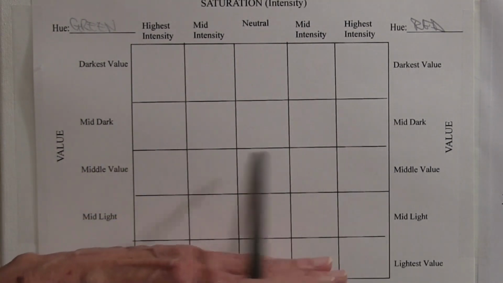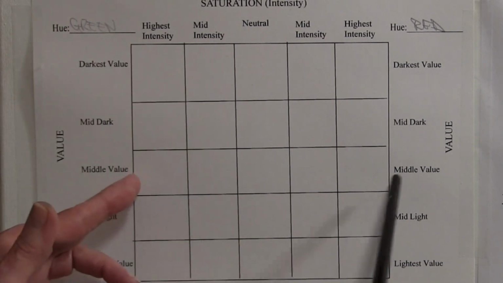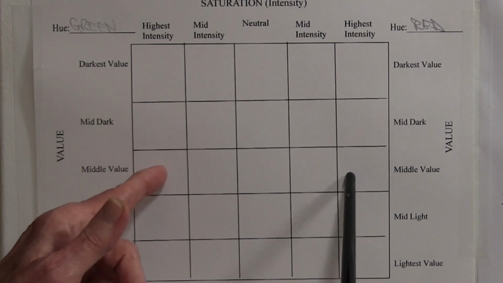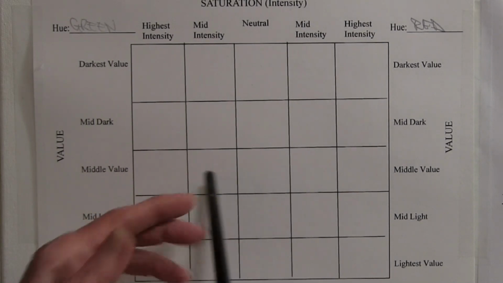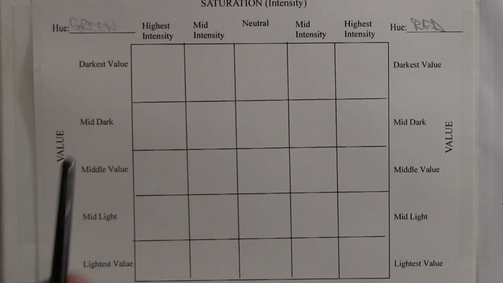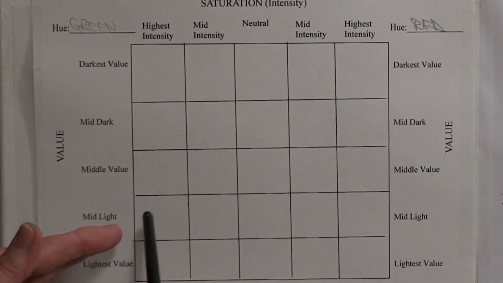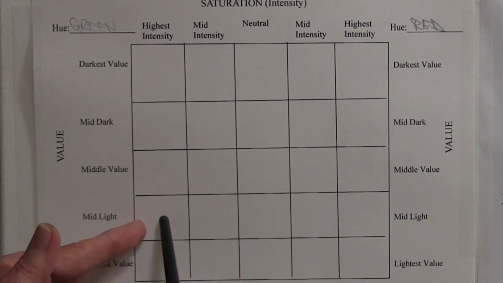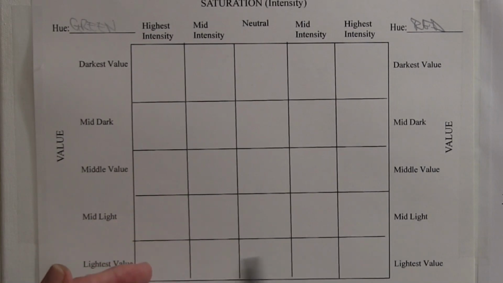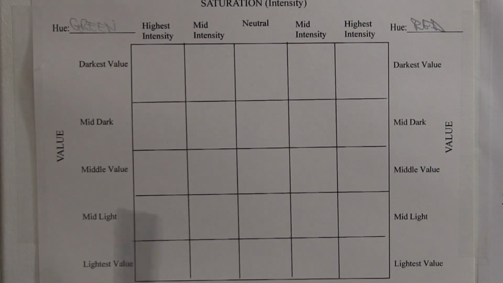As we go into the middle value, that's where we're probably going to see the highest intensity of both colors on either end. And we'll see them as they come towards the neutral, we'll keep those colors the same value. That's where you begin to learn how the intensity changes within that middle value range. And the similar thing is true in this row, which is the mid-light. And the lightest light is going to be a little bit more difficult to see the intensity as high. Nevertheless, that will be the highest intensity that we'll see in the lightest value.